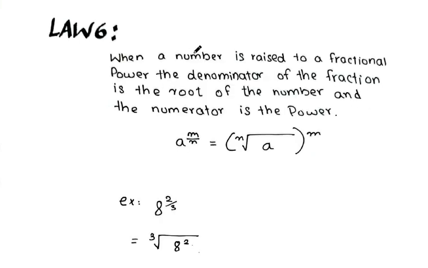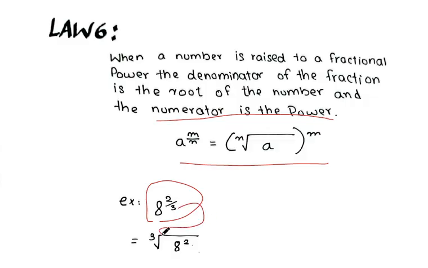Law 6. When a number is raised to a fractional power, the denominator of the fraction is the root of the number and the numerator is the power. Algebraically shown here, a to the power m by n is equal to open bracket n root a close bracket to the power m, which can simply be given an example. It can be simply written as 8 to the power 2 by 3. Always remember that the denominator goes on the root and the numerator goes with the number.